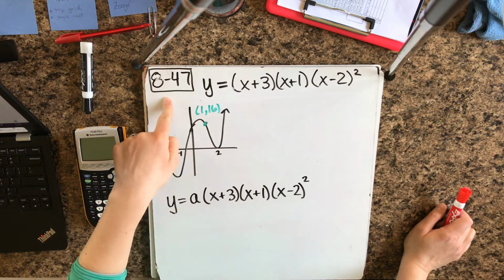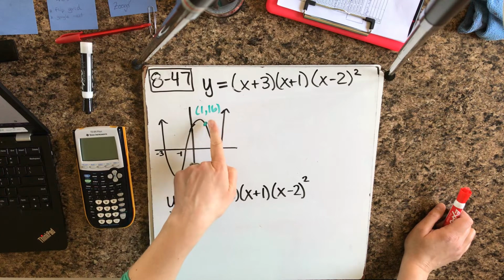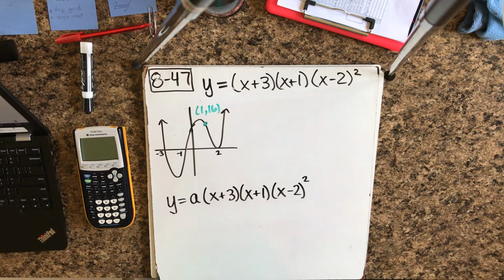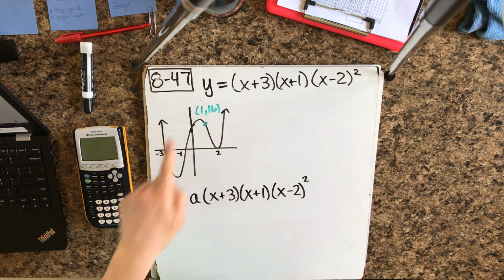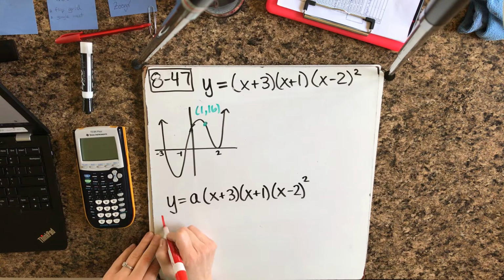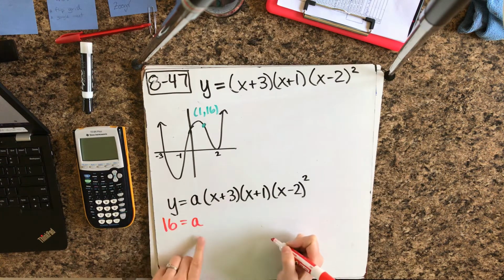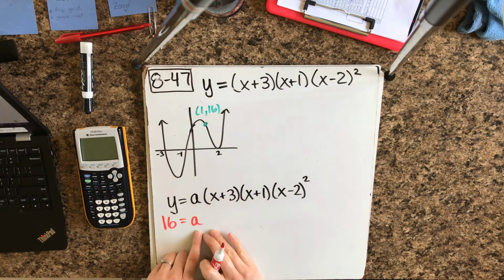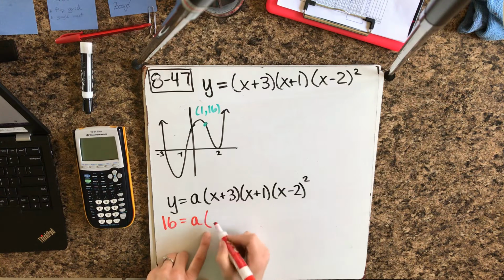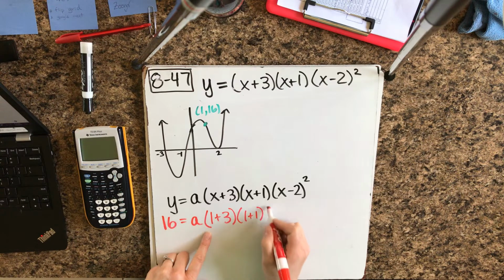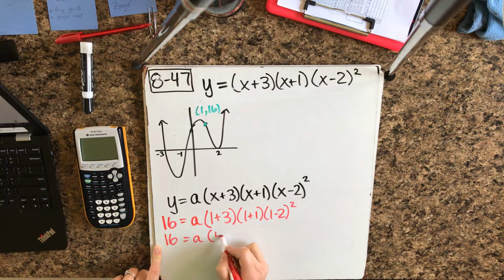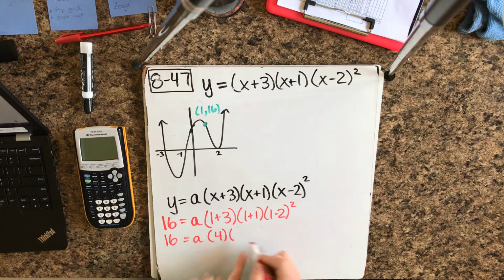So in number 47 in the book, they do give you, as part of the instructions, that the ordered pair (1, 16) is a point on this graph. So, of course, 1 represents x, 16 represents y. So I'm going to put 16 equals some a value. And we're just going to write a, even if we saw that this was a negative orientation. Okay? And then we do x, which is 1. So 1 plus 3, 1 plus 1, 1 minus 2 squared. So 16 equals a times 4 times 2.